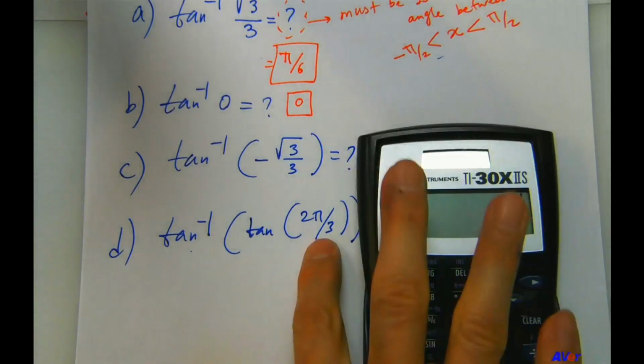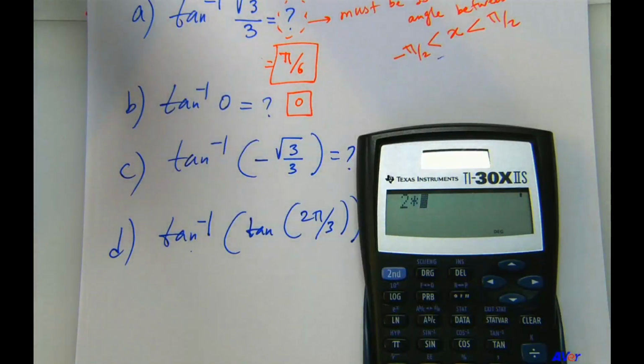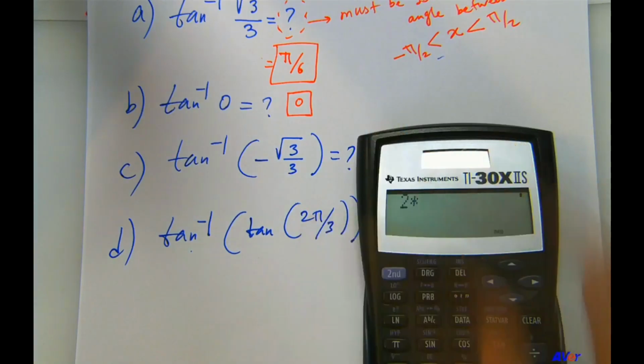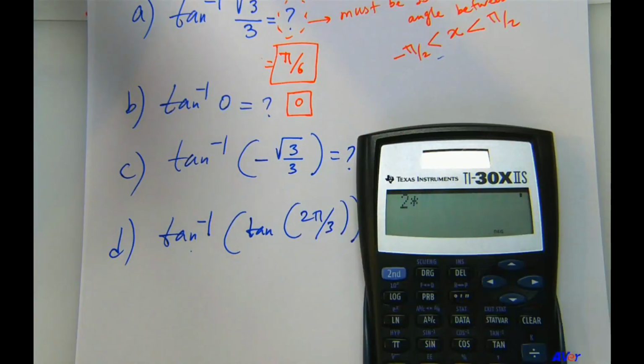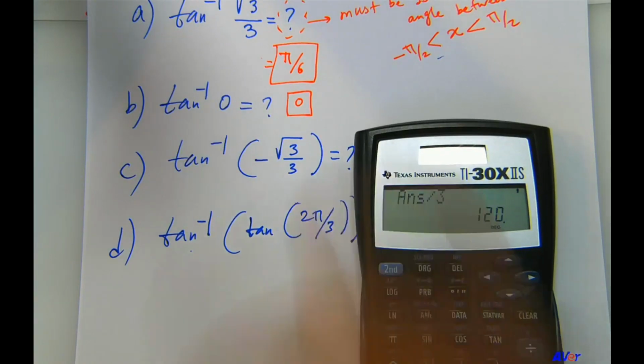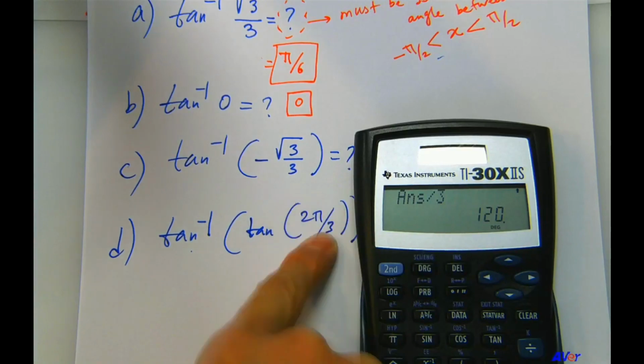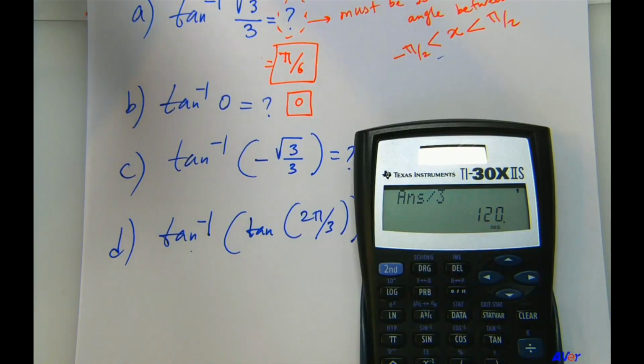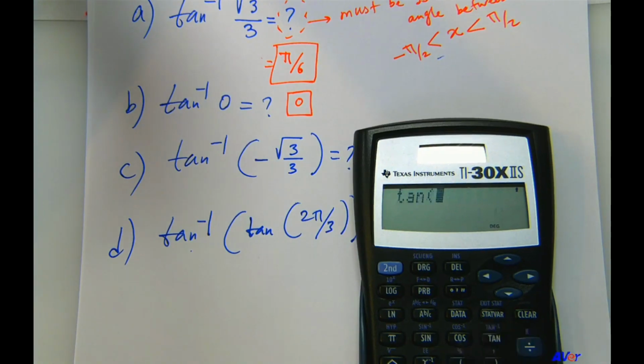So 2 pi over 3, that would be 120 degrees, right? Or 360 degrees: 2 times 180 is 360, divided by 3, 120 degrees. That angle is 120 degrees. So taking the tangent of that, we should get something negative. So let's take the tangent of 120 degrees.